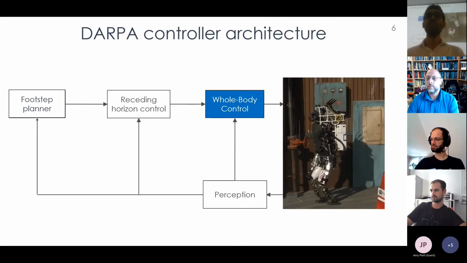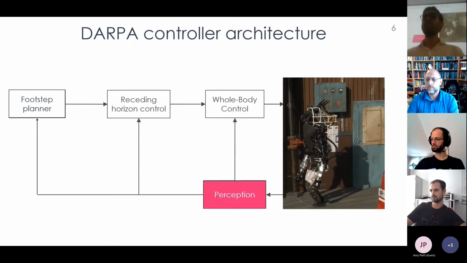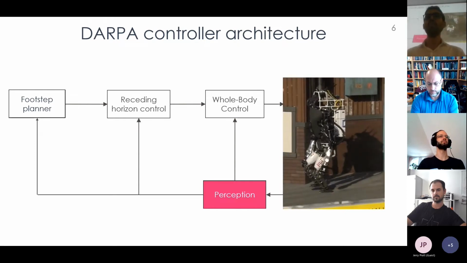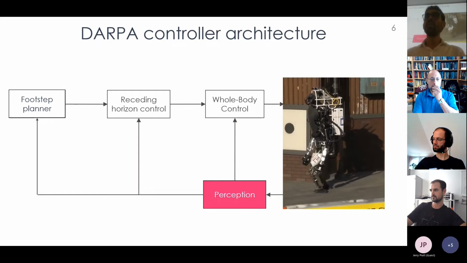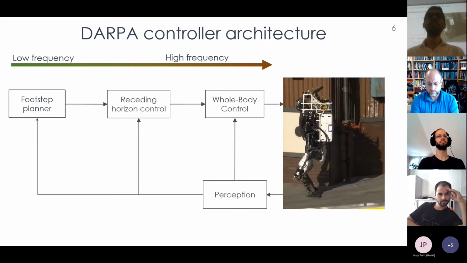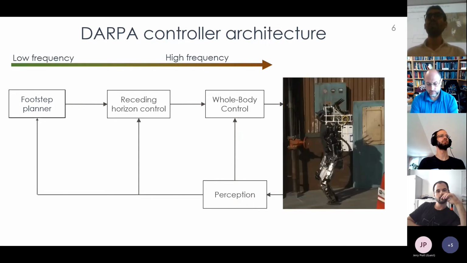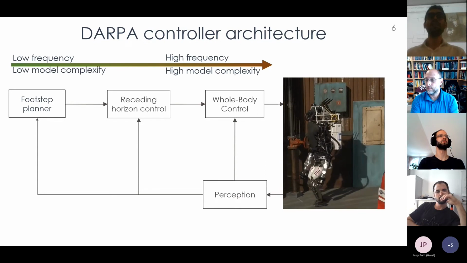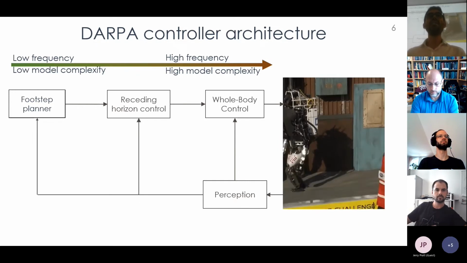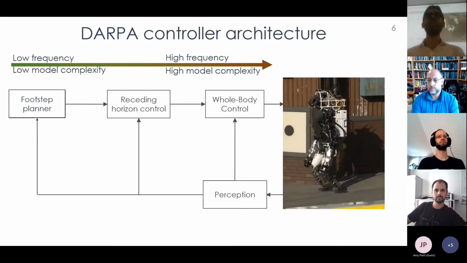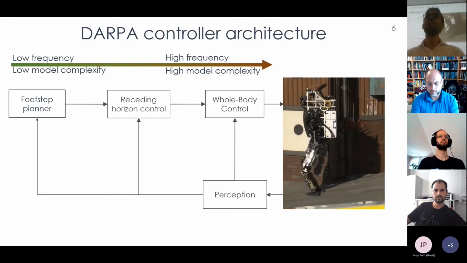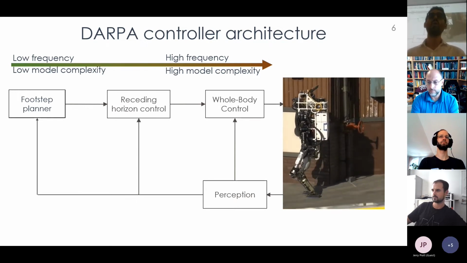Finally, we have a perception layer, which gathers all the data coming from the robot, the vision data, and provides the feedback for the control loops. It's important to notice that the more inner the loop, the higher the frequency at which the block runs. In general, a footstep planner runs at a lower frequency than a whole body controller. At the same time, the more inner the loop, the higher the model complexity. This means that a receding horizon controller runs in general at a lower frequency with a low model complexity, and this allows the researcher to implement an optimal control strategy or MPC strategies.